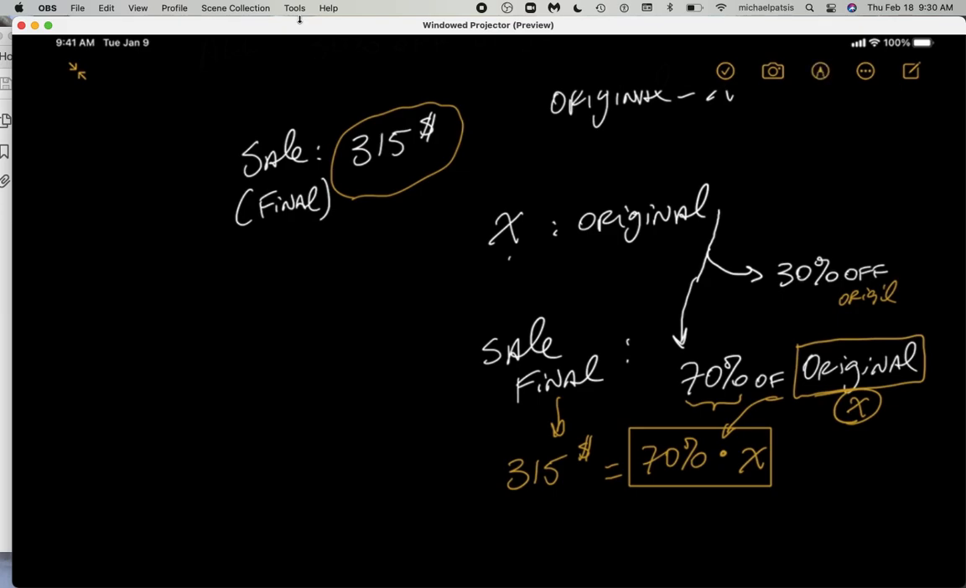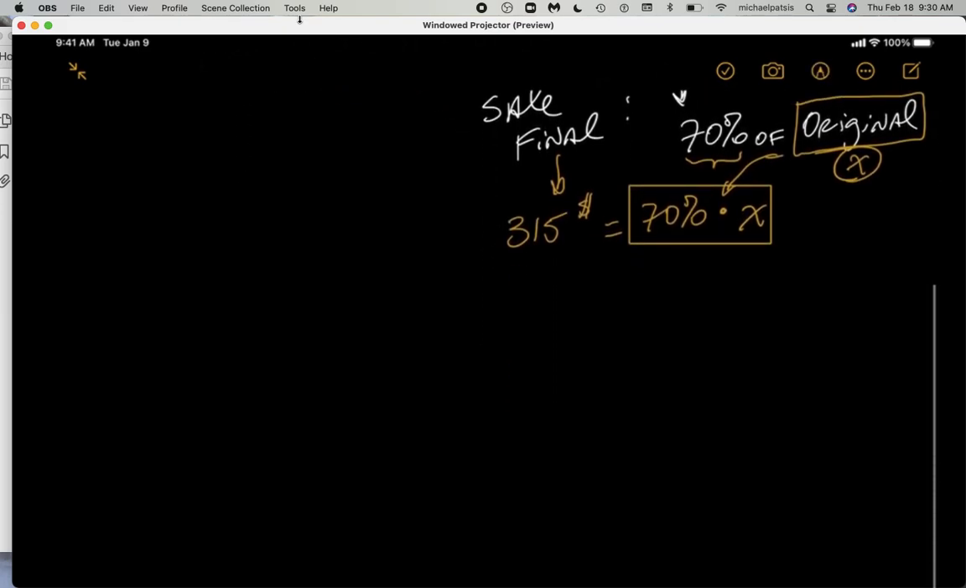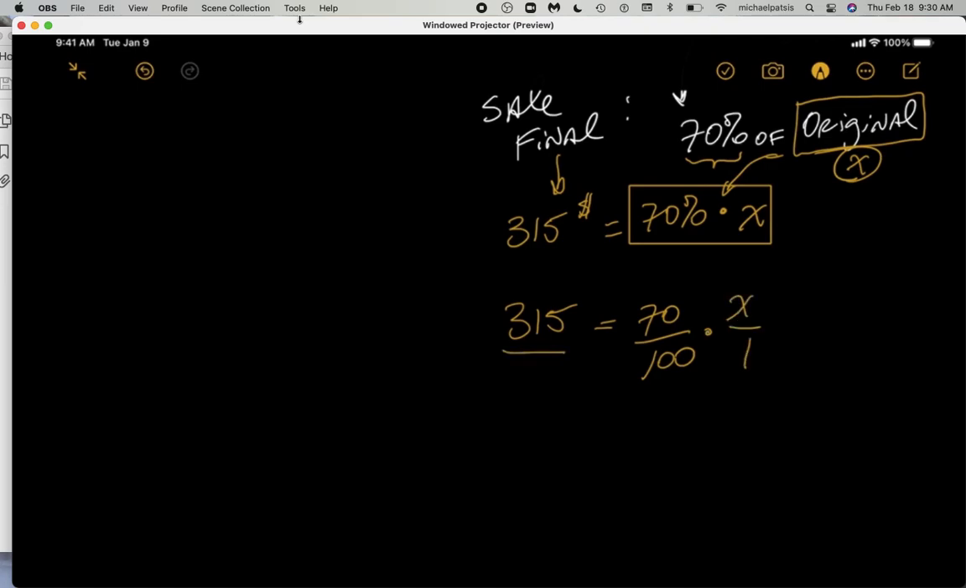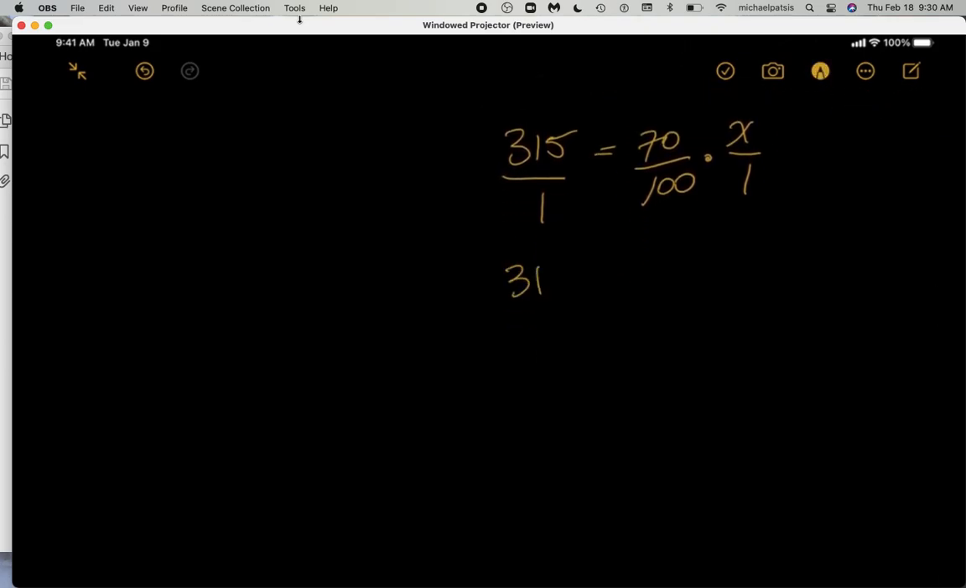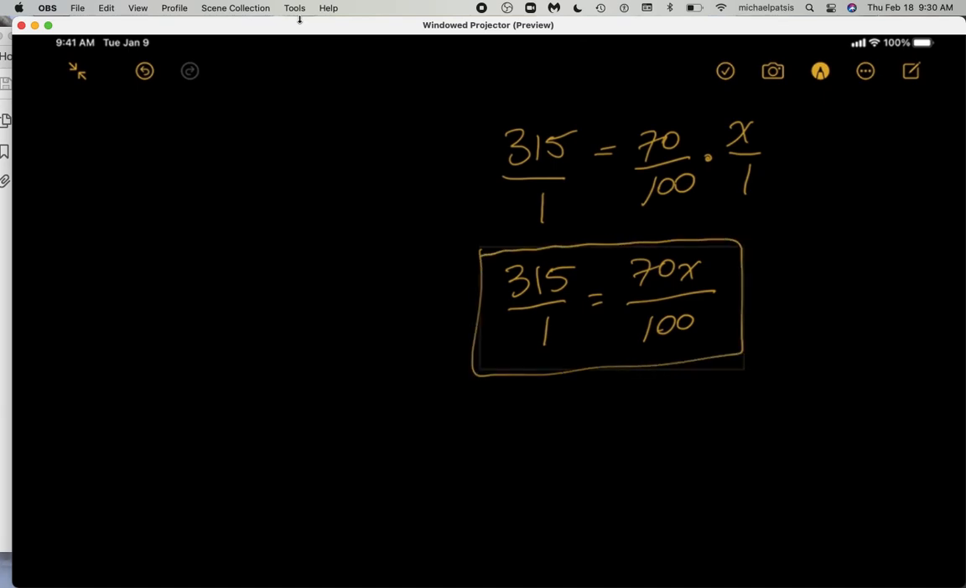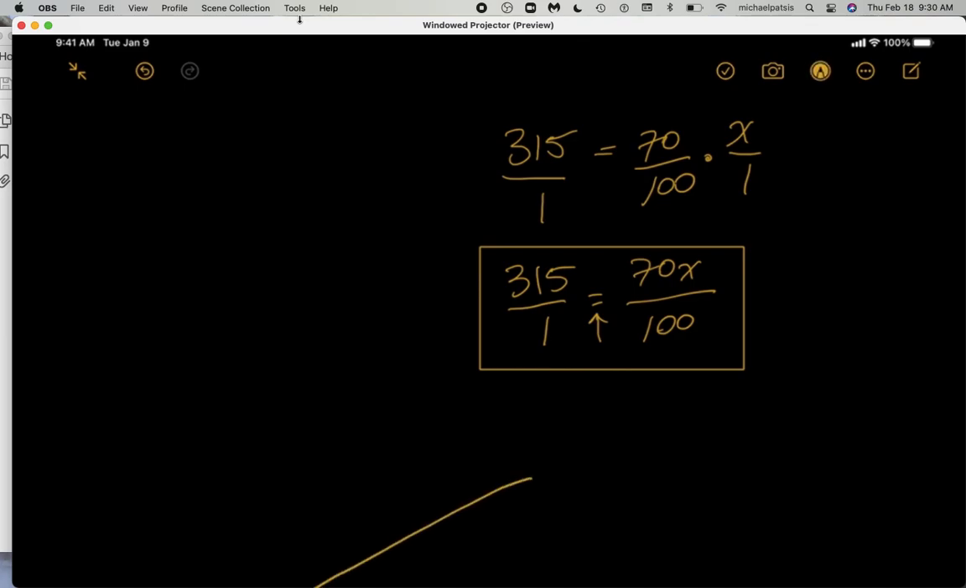Now we know how to handle this. We take 315 equals 70 over 100 times x over 1. We put a 1 underneath the 315. We're moving towards the enviable position of having two fractions that face each other with an equal sign in between, because we know that is a license to cross multiply. And there it is, two fractions facing each other with an equal sign in between.